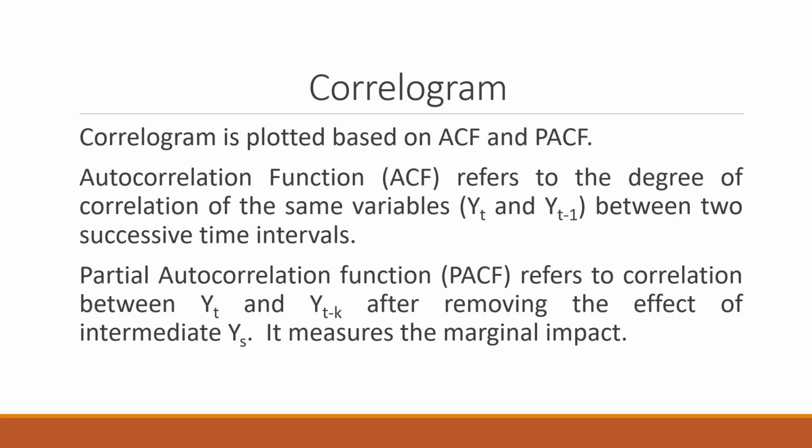Autocorrelation function refers to the degree of correlation of the same variable between two successive time intervals. So here I am only talking about the YT and YT minus 1 correlation. But when we compute the partial autocorrelation function, we are calculating the correlation between YT and YT minus 2 and removing all other effects in between. Say, for example, I will remove YT minus 1. So it measures the marginal impact.